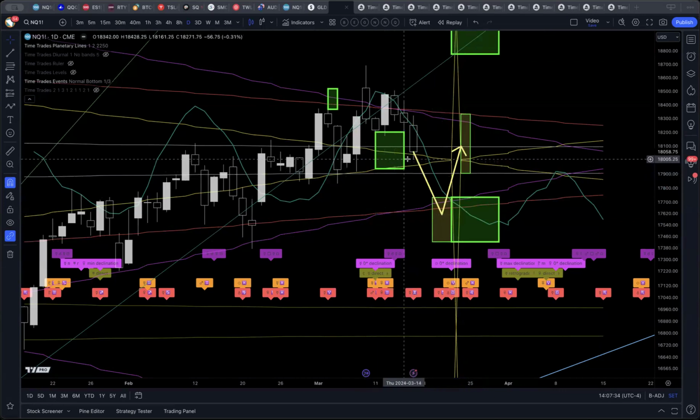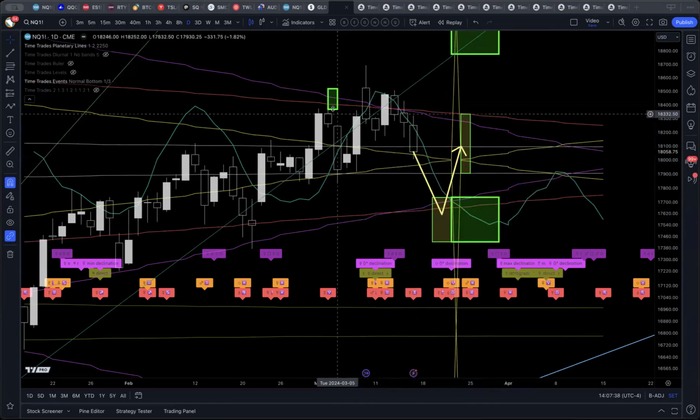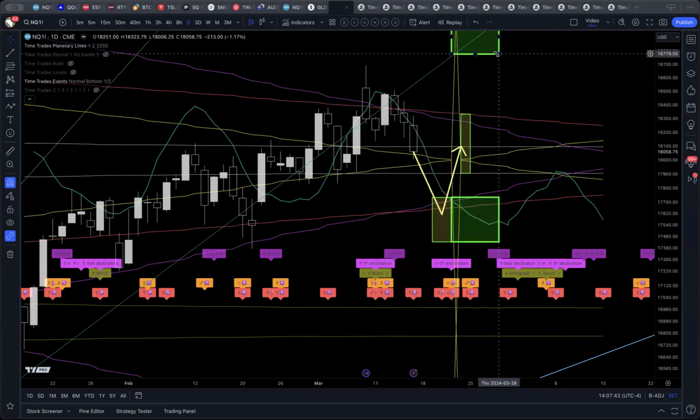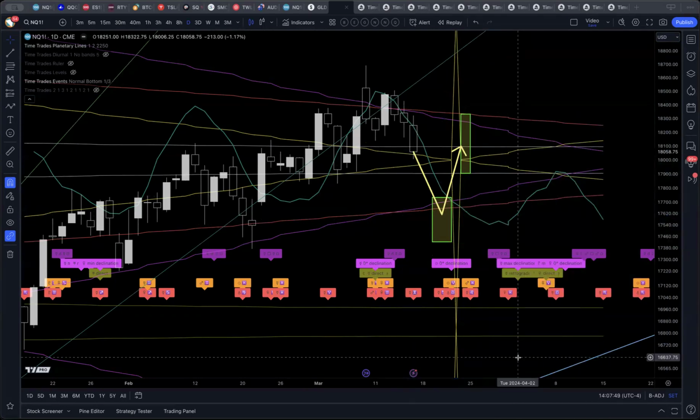All right. And that's no longer a target box. This is no longer a target box. And this is no longer a target box. And this is no longer a target box. So now coming into next week, we've got two target boxes.